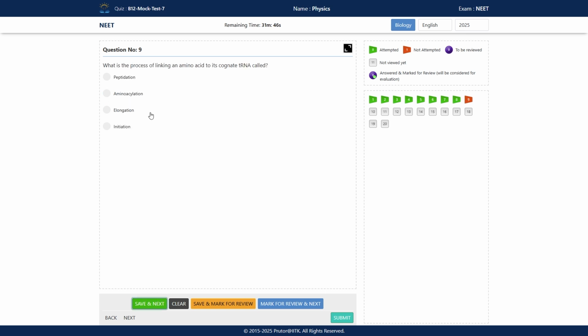Next one, what is the process of linking an amino acid to its cognate transfer RNA? What is the name of this process? Okay, peptidation, aminoacylation, elongation, or initiation. What will be the correct answer?